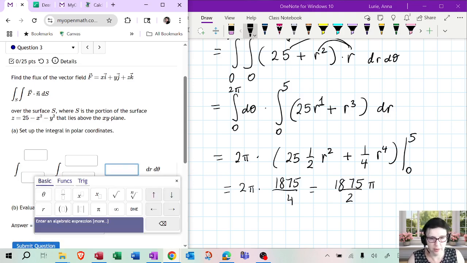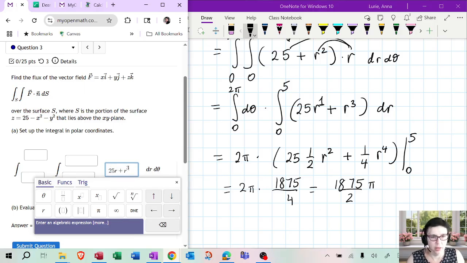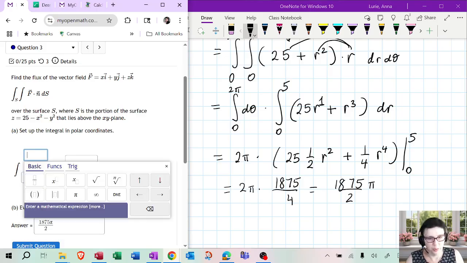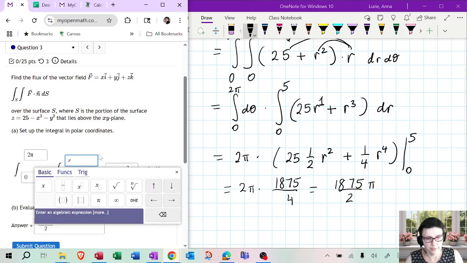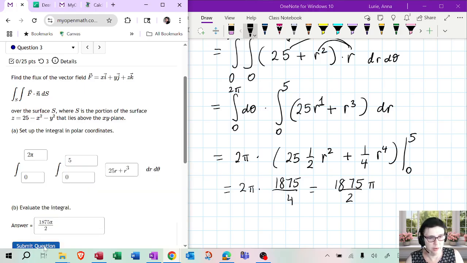Here we got 25r plus r cubed. We got 0 to 2 pi. We got 0 to 5. And that's what we got.